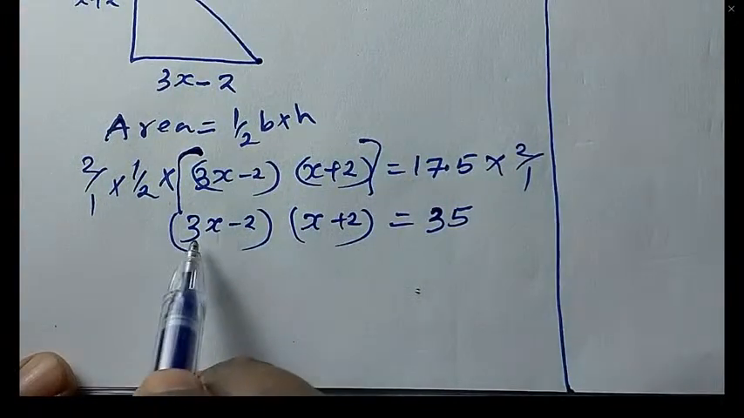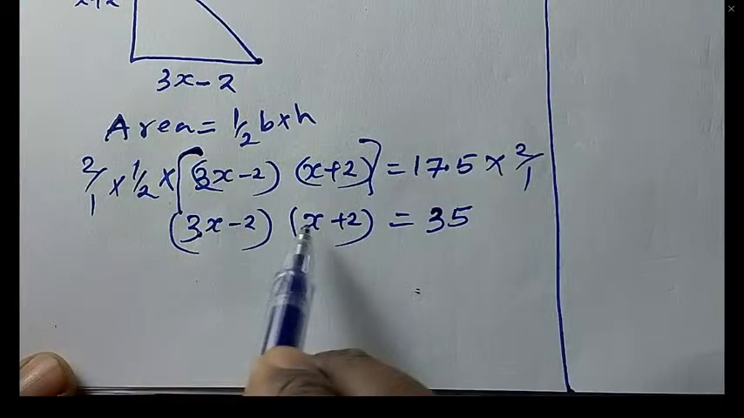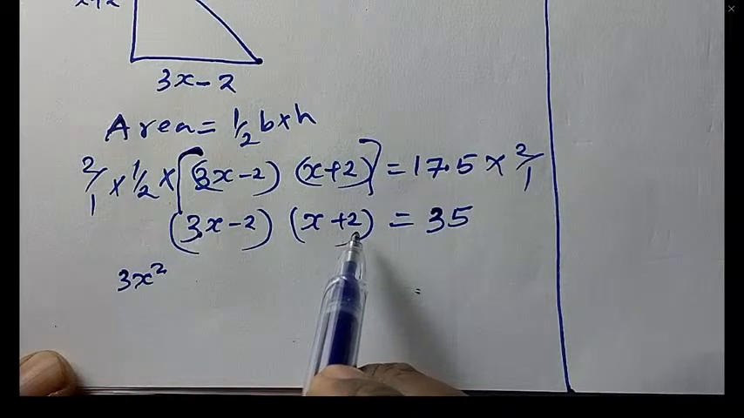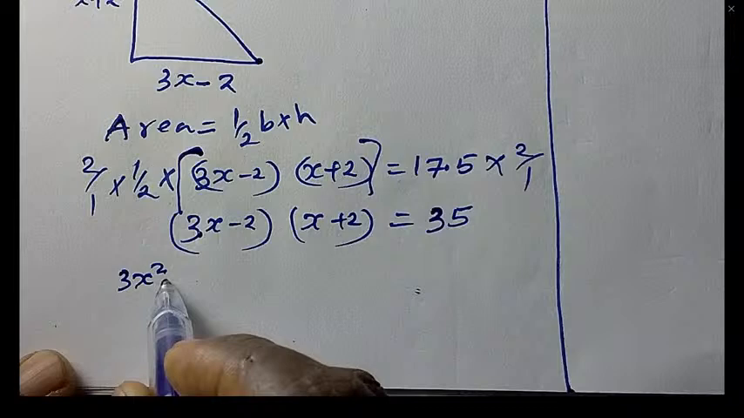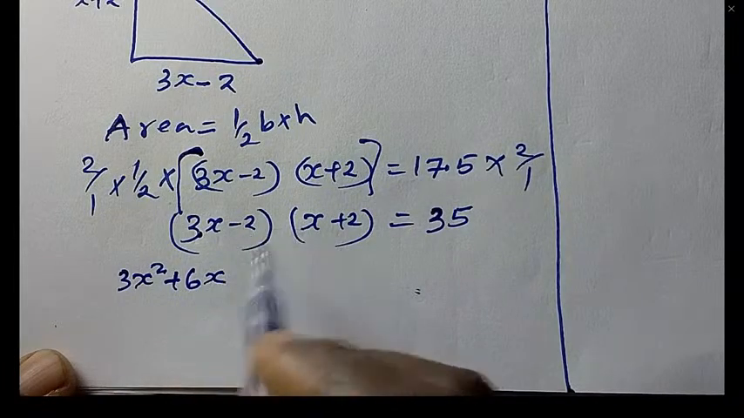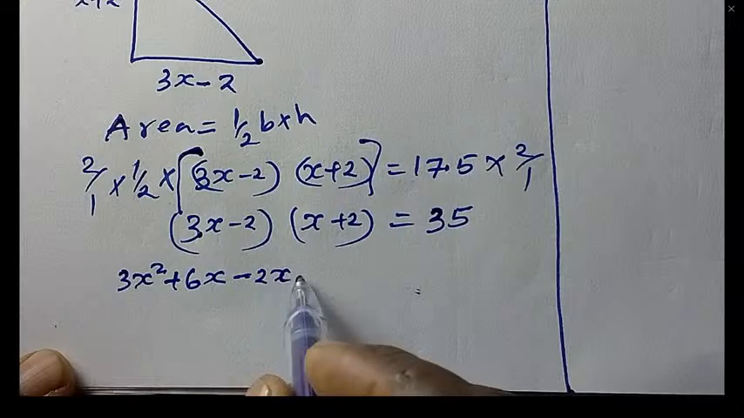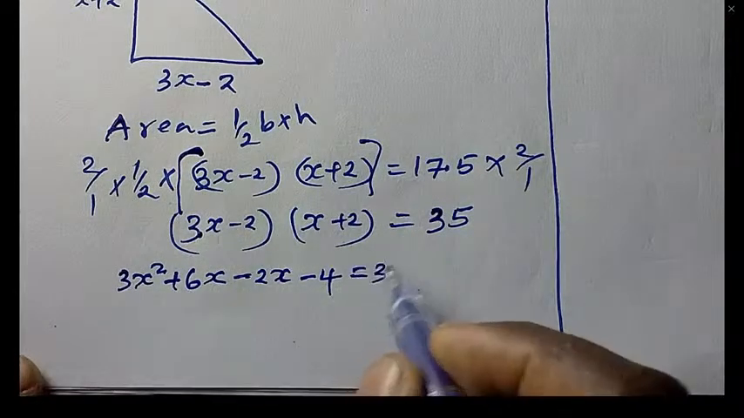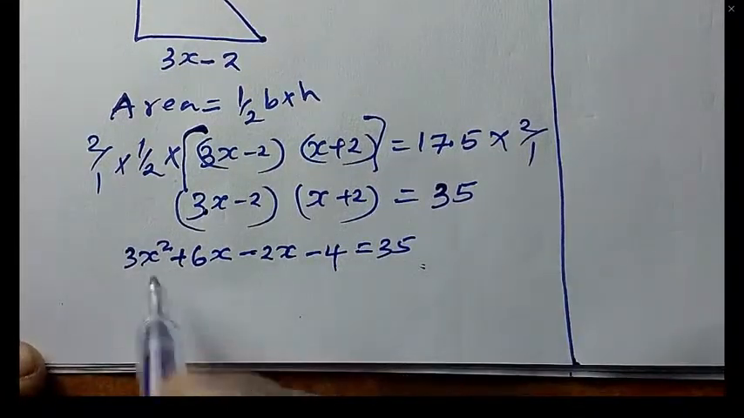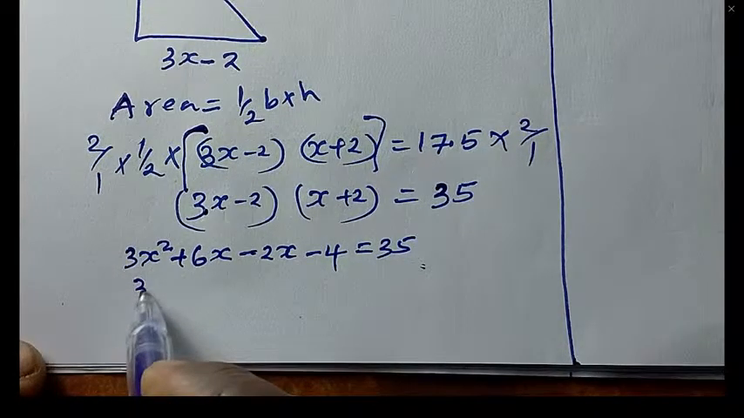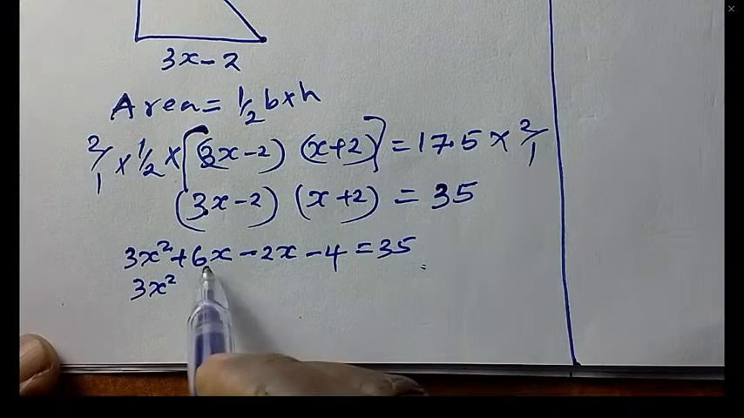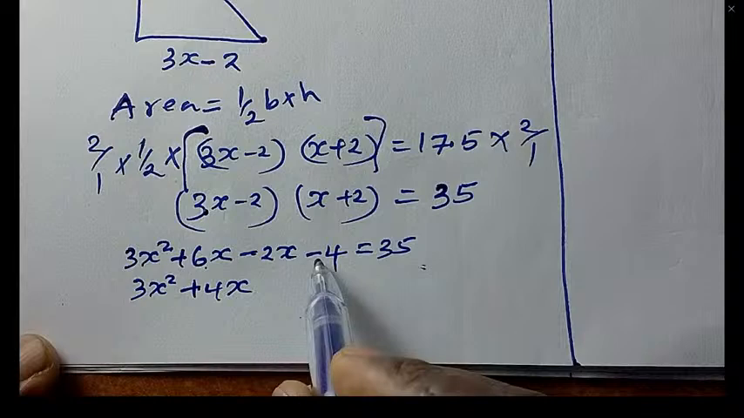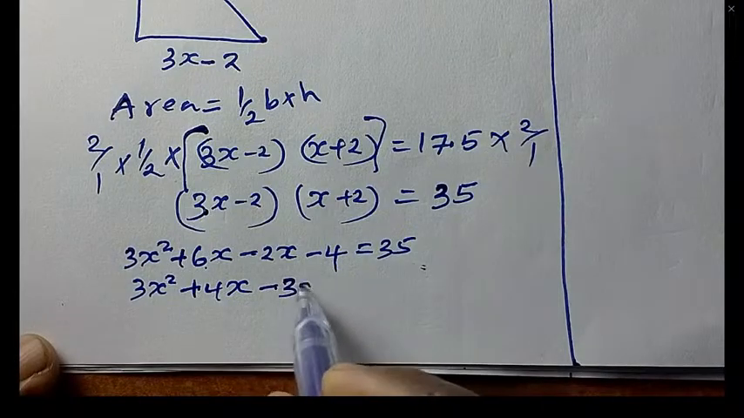So let us open this. This times this, we are going to have 3x squared. This times this, we are going to have 6x. Plus 6x. This times this, we are going to have minus 2x, minus 4, is equal to 35. Like terms together, we are going to have 3x squared. This minus this, we are going to have plus 4x. Minus this, we can bring this here. We are going to have minus 39 equal to 0.